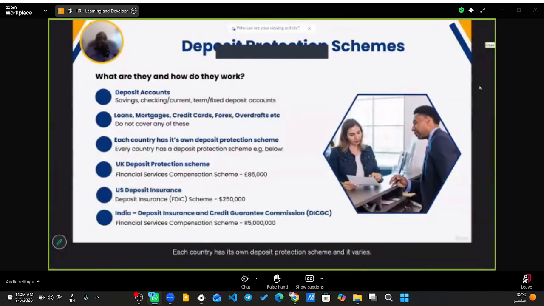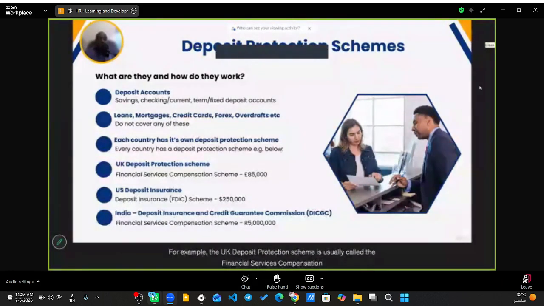Each country has its own deposit protection scheme, and it varies. And the limits and what they do vary from time to time. So this is not a fixed, defined criteria. But in here, we'll put what the current limits are as it applies to various countries and their deposit protection scheme. Every country has a deposit protection scheme.